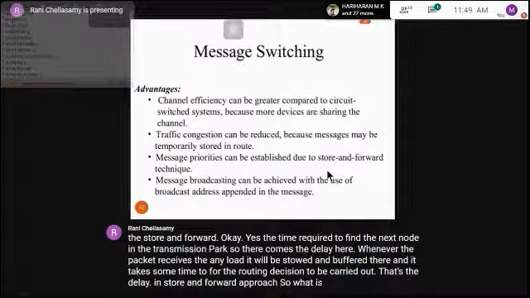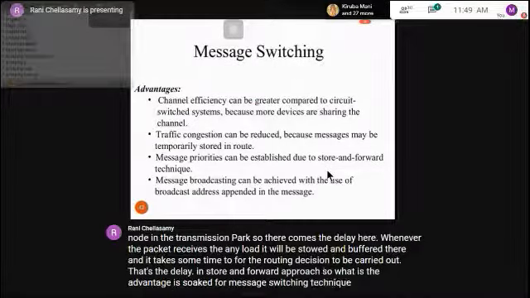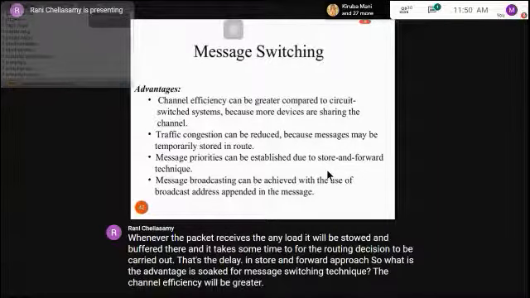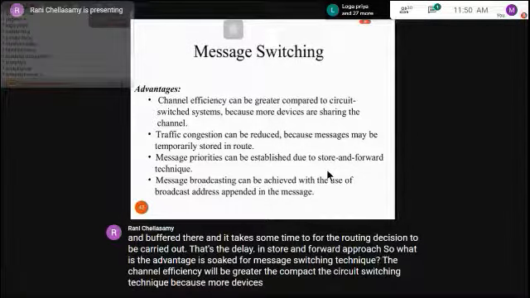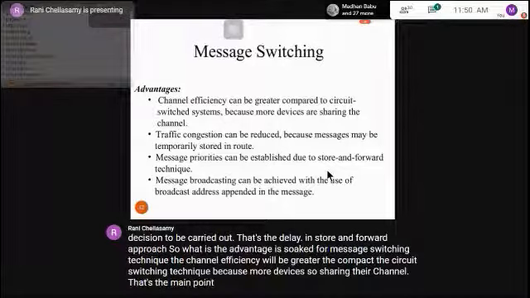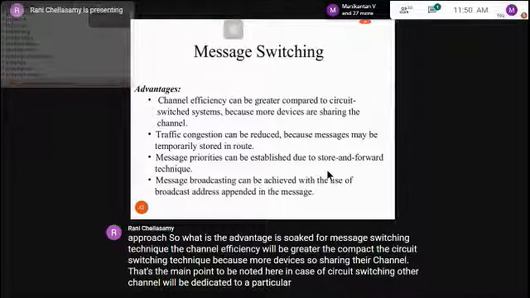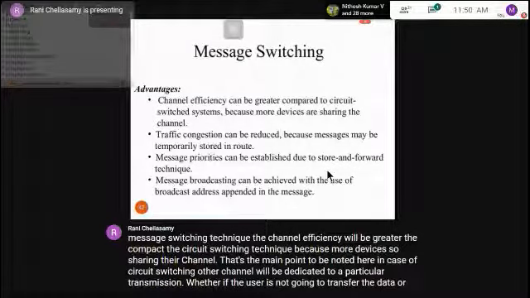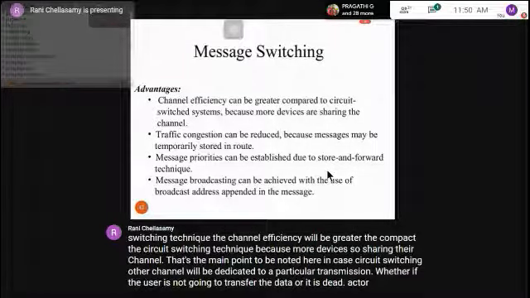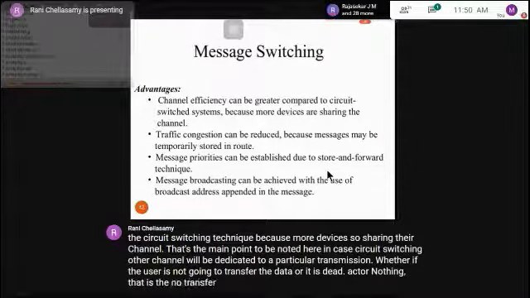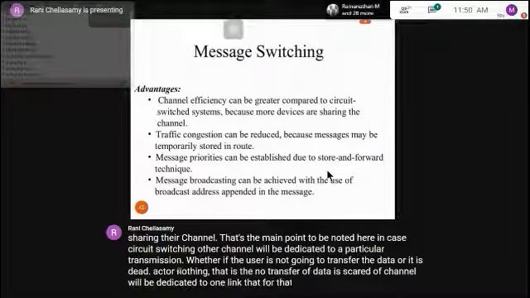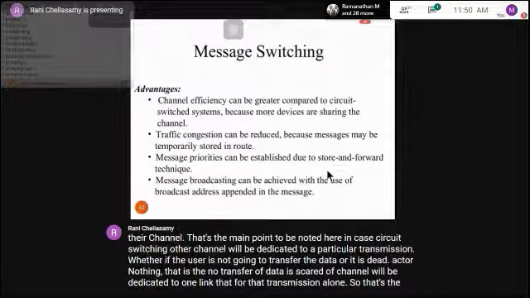So what are the advantages of the message switching technique? The channel efficiency will be greater when compared to the circuit switching technique because more devices share the channel. That's the main point to be noted here. In circuit switching, the channel will be dedicated to a particular transmission, even if the user is not transferring any data. The channel is dedicated to that transmission alone. That's not the case in message switching.